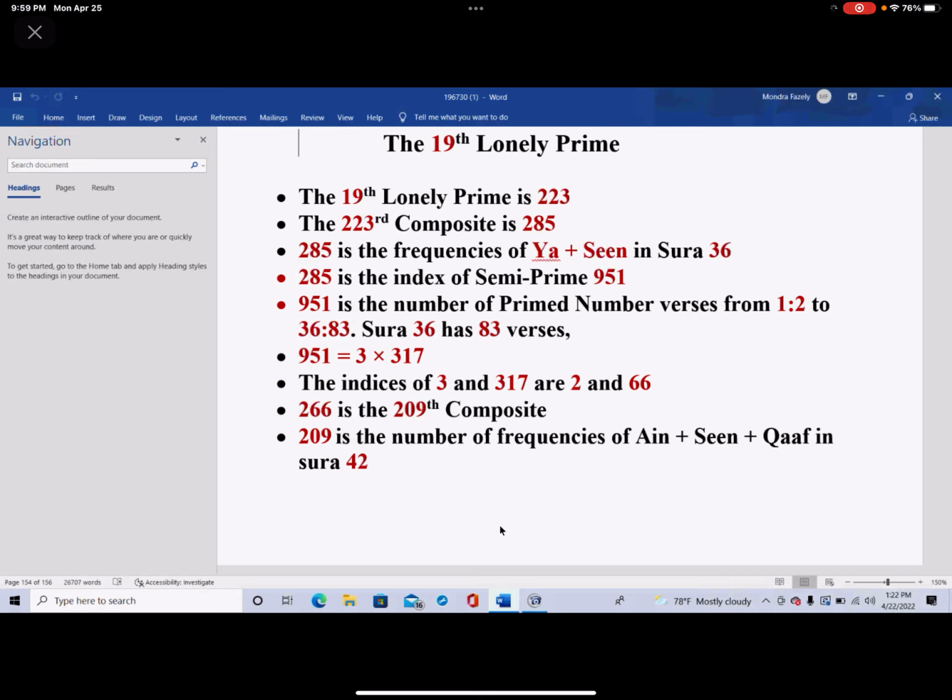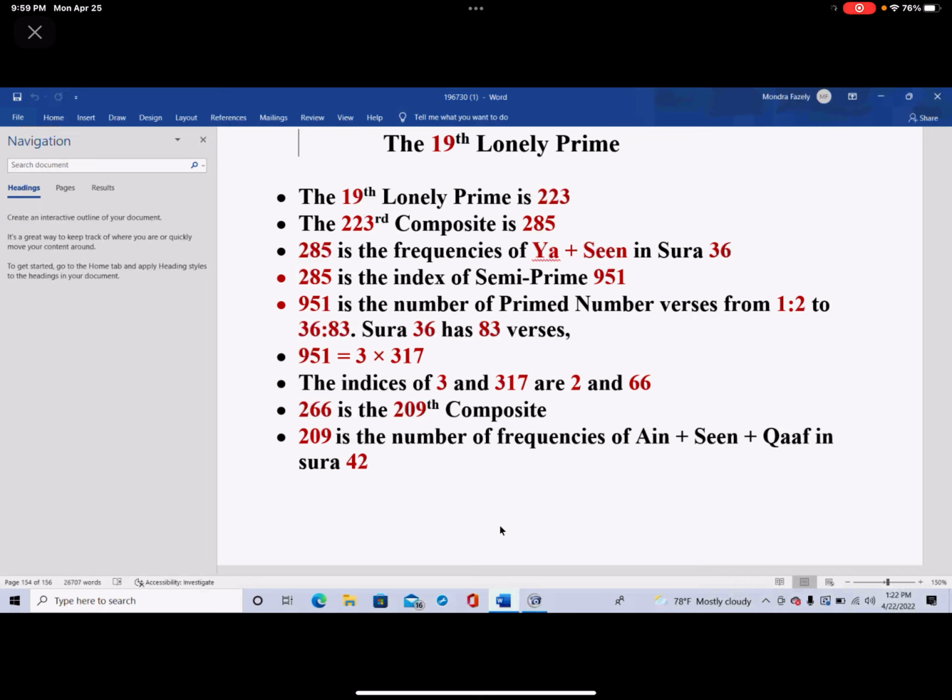951 is the number of prime number verses from 1, 2, which is the first prime number verse in the Quran, to 3683. And Surah 36 has 83 verses. Remember now? So immediately it told you that Surah 36 has to have 83 verses. We got the number of initials, then we got the number of verses in chapter 36.